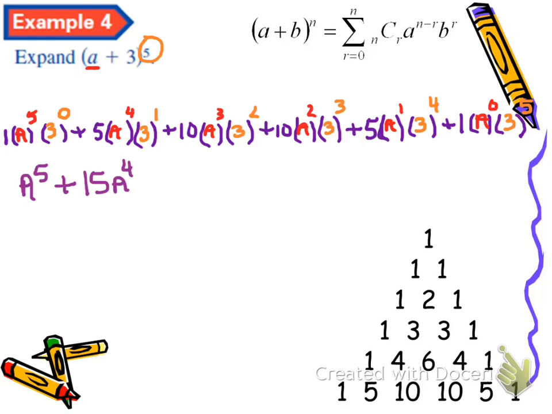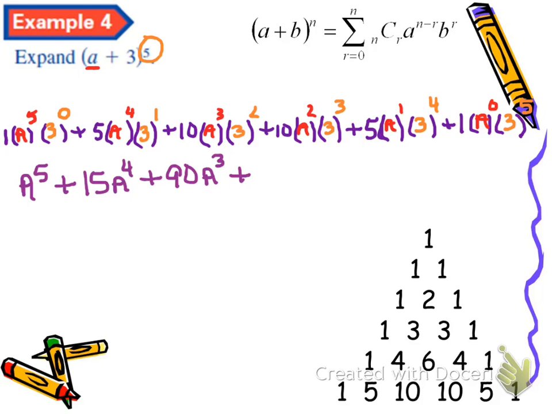Let's go to the third term. In our third term, we have 10 times a cubed times 3 squared. 3 to the 2nd power, or 3 squared, is 9, times the 10 would give us 90 a to the 3rd power. Plus, let's go to our next term. In our next term, we have 10 times the a term squared times the 3 raised to the 3rd power.